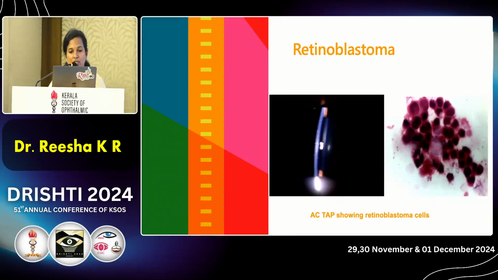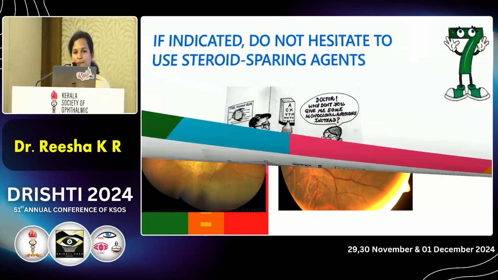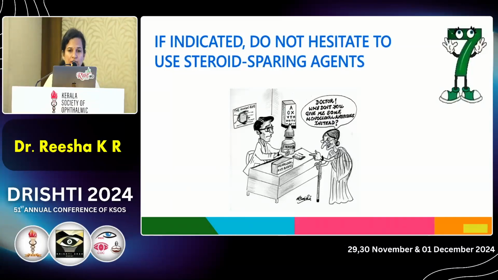This child presented with hypopyon uveitis not responding to topical steroids, and an AC tap showed retinoblastoma cells. Again, these two cases mimic posterior scleritis, but look carefully, there are no signs of much inflammation. The first picture was carcinoma breast with choroidal metastasis, and in the second picture, the patient had carcinoma lung with a choroidal lesion. And if indicated, do not hesitate to start steroid-sparing agents.